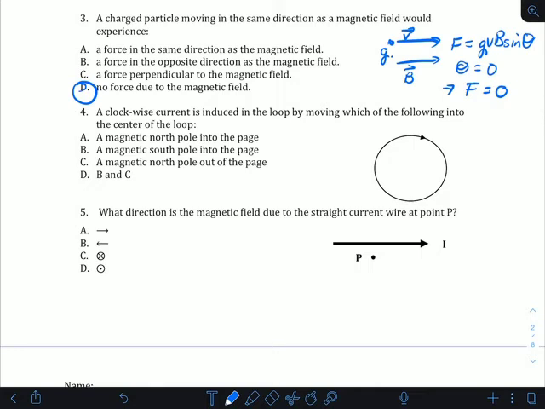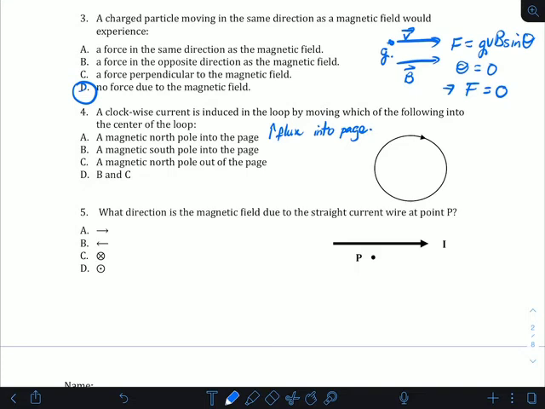Question 4, a clockwise current is induced in the loop by moving which of the following into the center of the loop? So we imagine that we're moving this from our perspective. So we have a magnetic north pole. This is option A. Magnetic north pole is moving into the page. So the flux is increasing because the field lines are closer and it gets more intense close to the magnet. So we're increasing the flux, and that increase is directed into the page.